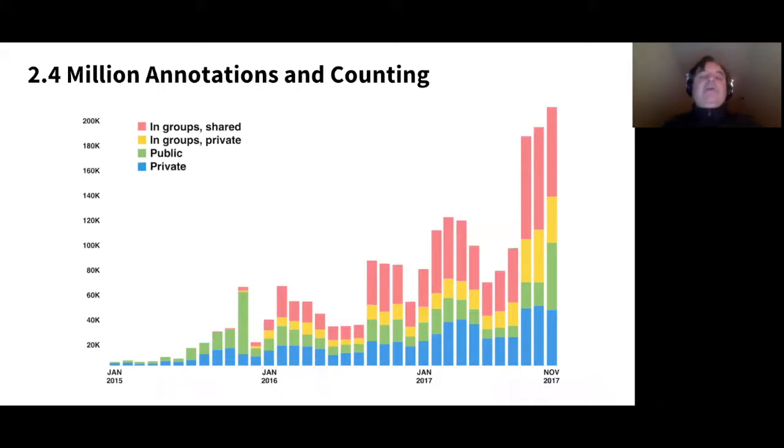And so you see people who are both sharing with their private group, the other people in their group, and or privately inside those groups as well. And so you can see how annotation use with Hypothesis has increased over time, showing a healthy growth rate.